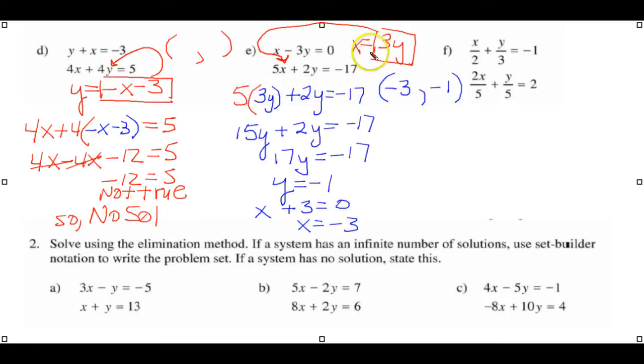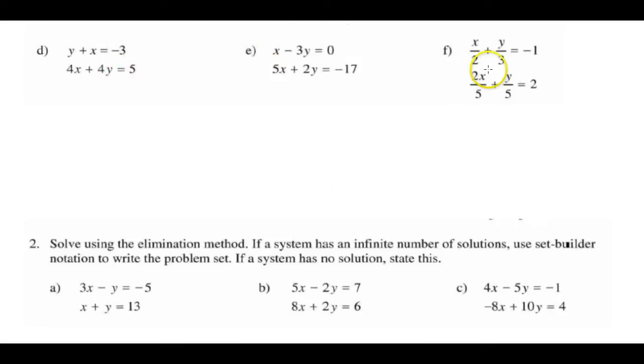So here we're going to put the 3y where the x is. 15y plus 2y equals a negative 17. 17y equals negative 17. y equals a negative 1. So there's our first member. And then we can use either equation, but we'll use this one. If we put in a -1 there, that makes this a +3. So x plus 3 equals 0. Transpose +3 and you get a -3. And there's our ordered pair for letter E.